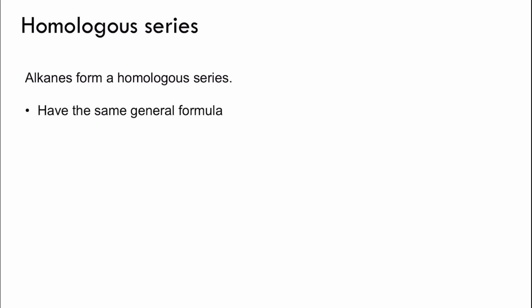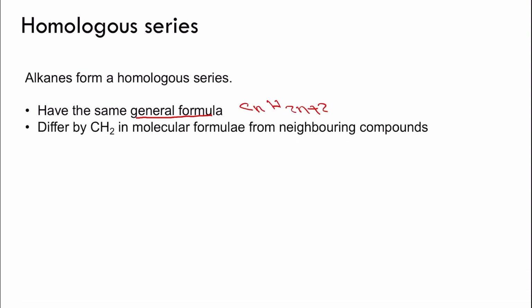So alkanes form what is called a homologous series. So what is a homologous series? A homologous series is a series of compounds that all have the same general formula, and we know that alkanes have the same general formula, which is CnH2n+2. They also differ from each other by CH2 in their molecular formula.